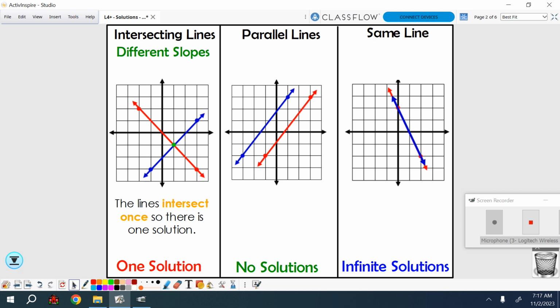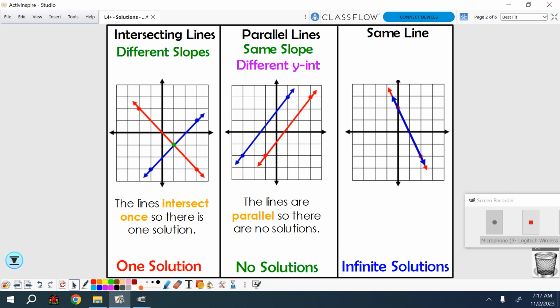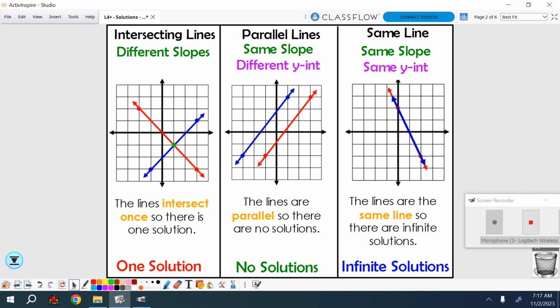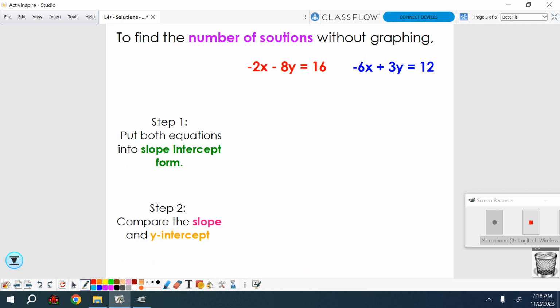Now, parallel lines have the same slopes, but different y-intercepts, and parallel lines never touch, so they have no solutions. Now, when you look at your slope-intercept form, if you have the same slope and the same y-intercept, that means they're the same line. And when you have the same line, there are going to be infinite solutions. So the key to telling your number of solutions without actually graphing your lines is that you need to put both equations into slope-intercept form.